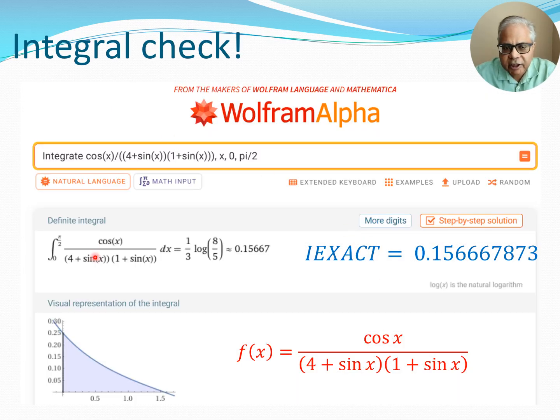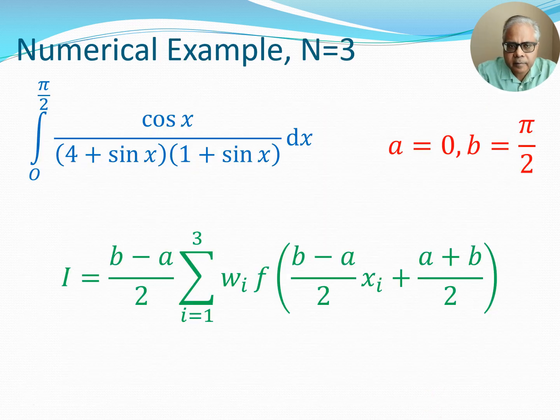So just as a check, I have plotted this function. This function is quite a simple type of function. You can see here, at least in the domain I have considered, between 0 to pi by 2, and Wolfram gives me the solution to be 0.15667. Now this is of course the function here. Let us now proceed with the Gauss quadrature.